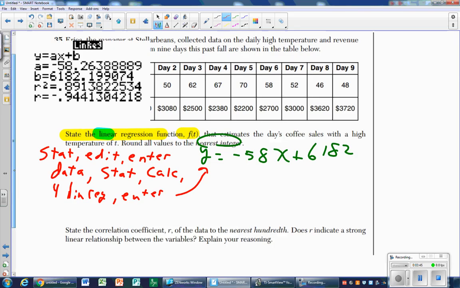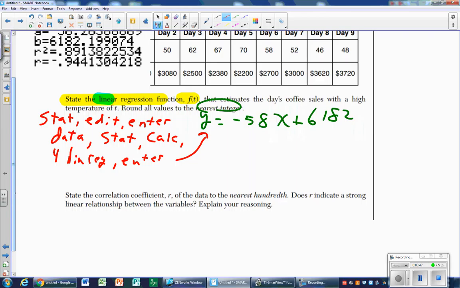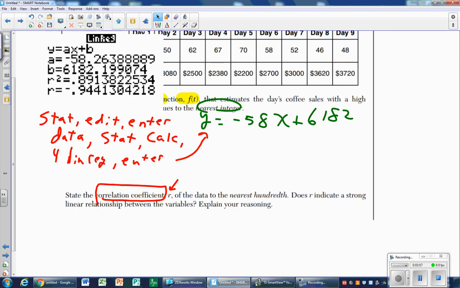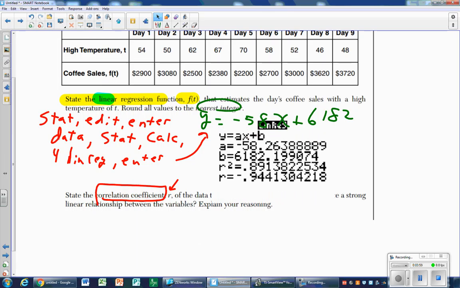Now there's one more thing that I want to bring to your attention. State the correlation coefficient. This one was nice enough to say it's the R number. So on our calculator, we have the R number, and it's negative 0.9. And it says I'm just going to go to the hundredths, 0.94.